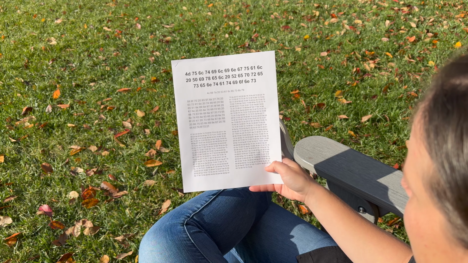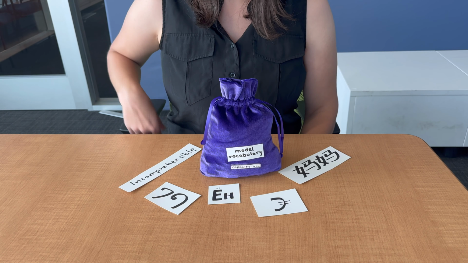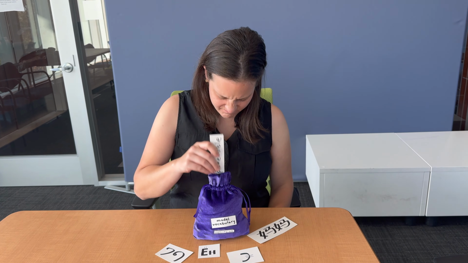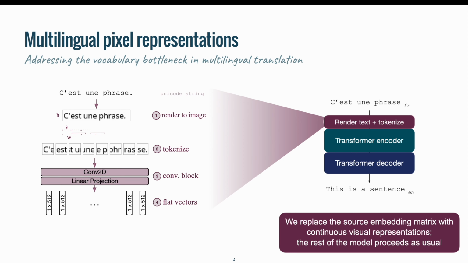Humans don't read bytes. Why should our models? Have you ever been unable to fit common terms in your model vocabulary? We have a solution for you. Pixel representations allow us to address the vocabulary bottleneck, particularly problematic for multilingual models.